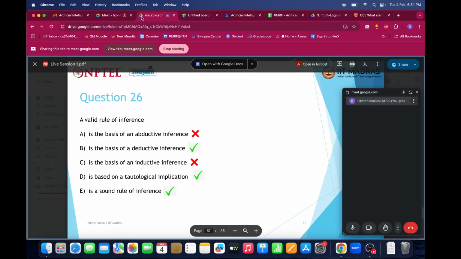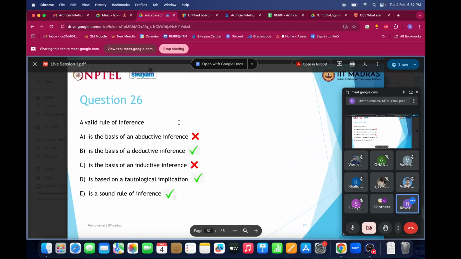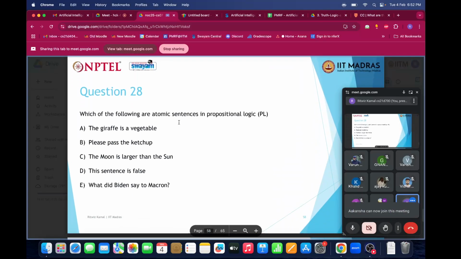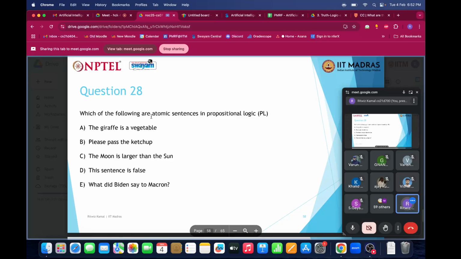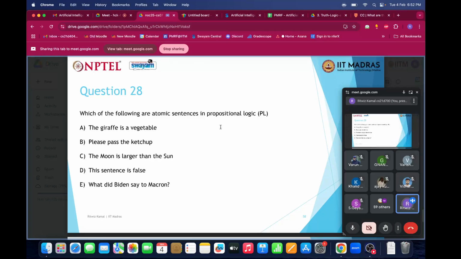Okay, then let's move on to a question. I think I renamed question 27 as 28, but anyway. Which of these do you think are atomic sentences in propositional logic? Remember atomic sentence from the lecture slides.